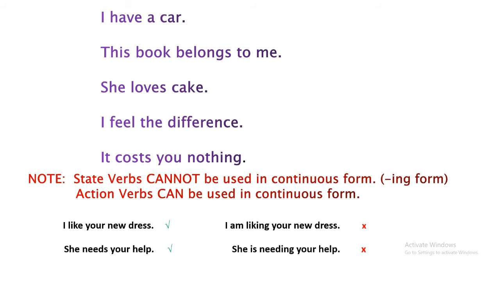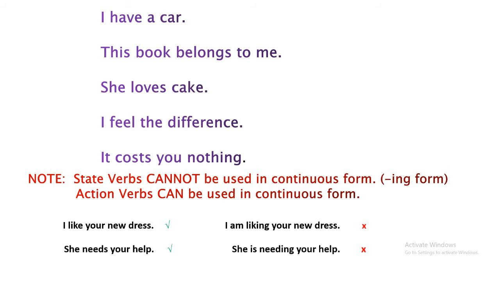What you must remember is these state verbs cannot be used in continuous form, or we call it ing form. We cannot use them in ing form. But you can use the action verbs in ing form. You can say the man is washing his car. She is writing a letter. Brother is eating a mango. You can say like that.